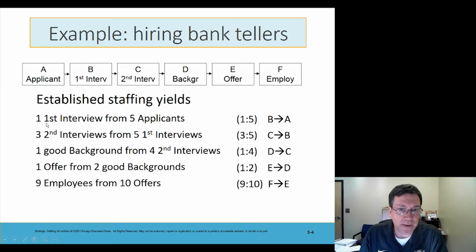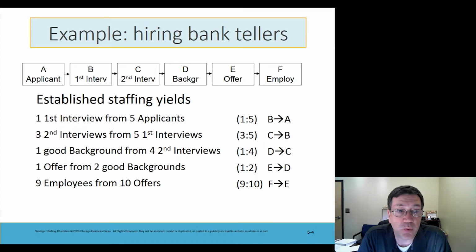So let's say that as we look at Part B compared to Part A, that's the first stage of transfer in our hiring process. We find that for every 5 applicants, we get 1 first interview. So it's a 5-to-1 relationship as we compare B to A. As we compare then C to B, how many of the first interview people get asked back for a second interview? Let's say that traditionally we find that of every 5 people who get a first interview, 3 people get asked back for a second interview.